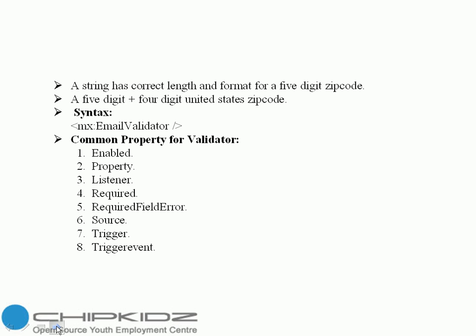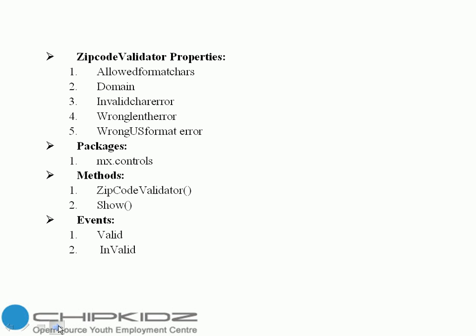The ZipCode Validator class validates that a string has the correct length and format for a 5-digit zip code, and then a 5-digit plus 4-digit interstate zip code and Canadian postcodes. Properties: common properties for validators are the enabled property, listener, required field error, source, and trigger event.